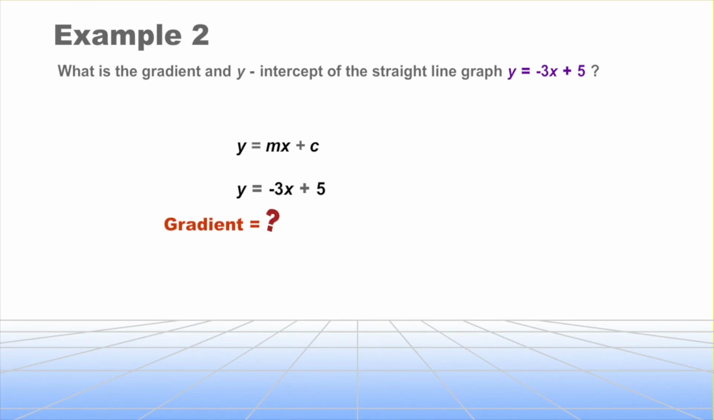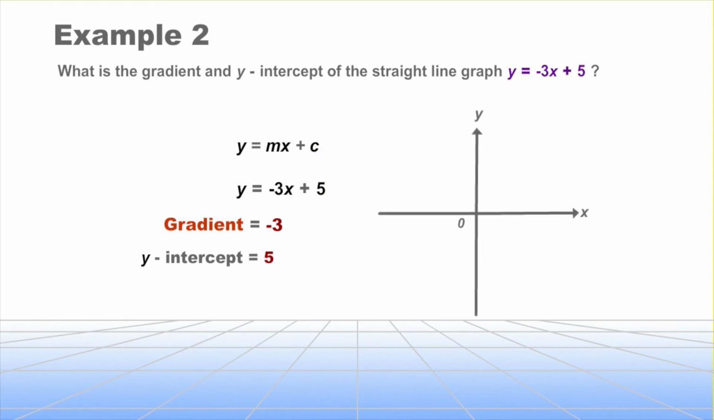Now, let us find the gradient. If we look at the coefficient of x in the equation of the straight line, we can see that it is negative 3. Hence, the gradient, which is denoted by m, is negative 3. Now, let us find the y-intercept of the graph. Since the constant in the straight line equation is 5, the y-intercept, which is denoted by c, is 5.